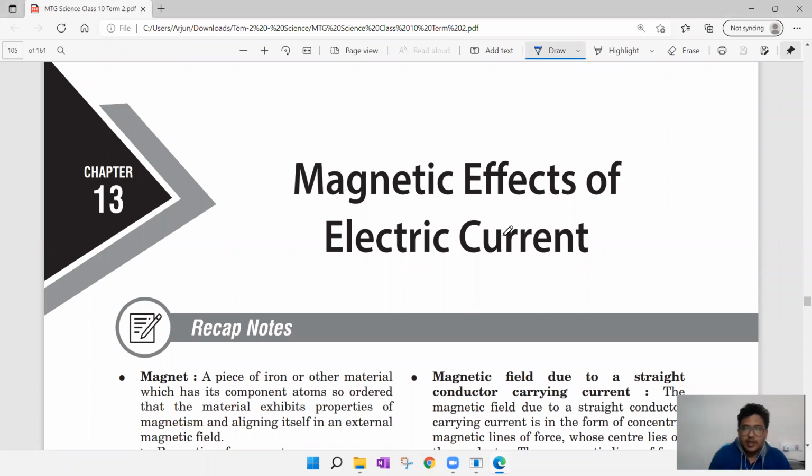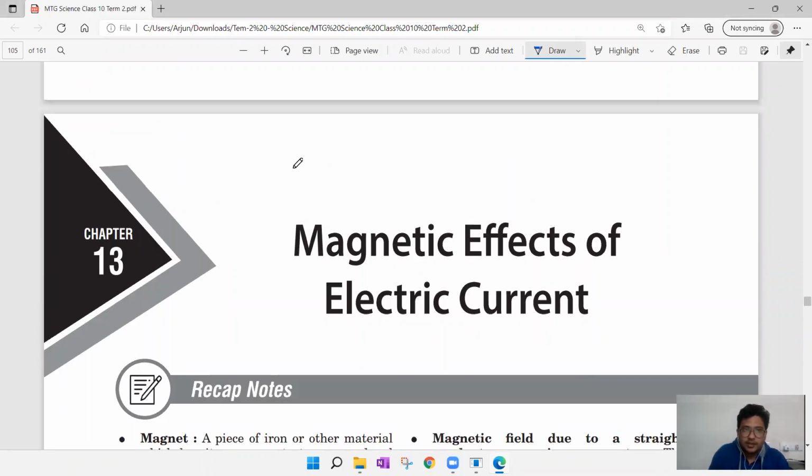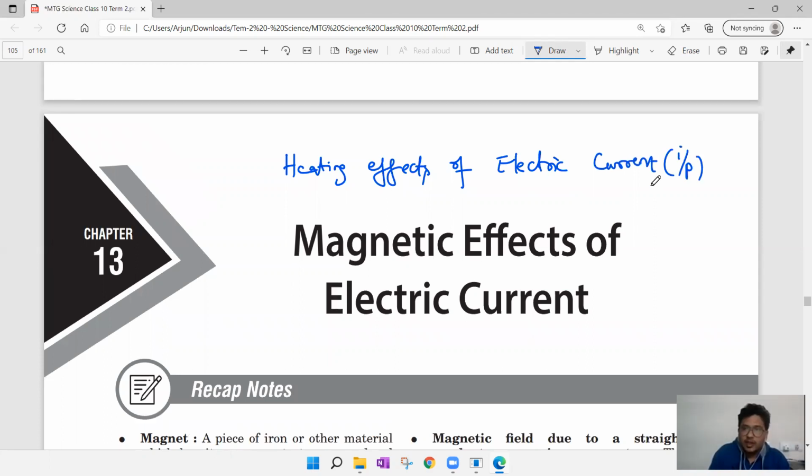In the last chapter, electricity, we have seen one concept, that is heating effects of electric current. What is meant by heating effects of electric current? This electric current will be acting as an input. By sending electric current to certain devices like iron box, toaster, bread toaster, water heater, something like that, we can produce heating effect. So heating effect is an output.